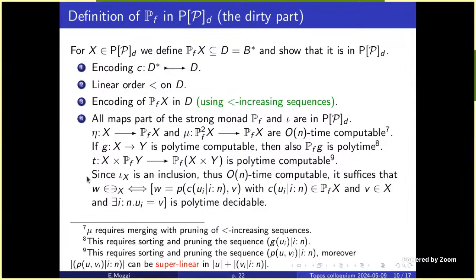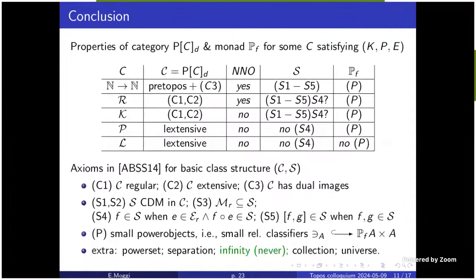Okay. And then, of course, I also have to show that this inclusion is polytime computable, but that's, again, quite easy. Okay? Okay, so this is the dirty work. So let me, I'm almost finished.